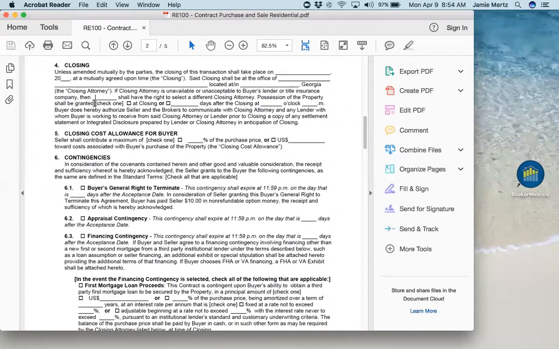And then you need to check when the possession is going to be granted. At closing or how many days after closing. You need to specify the number of days: 1 day, 2 days, 5 days after closing, and the time: 3 p.m., 5 p.m., 8 p.m., so everybody understands when the possession is being granted.